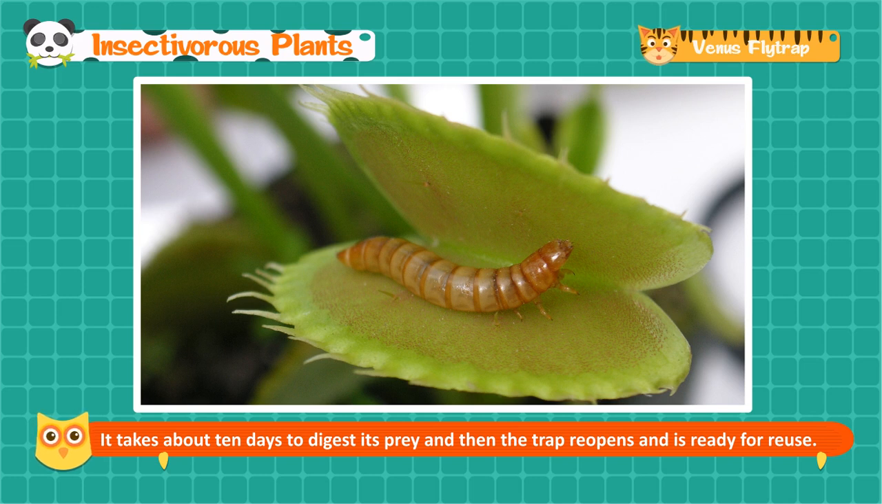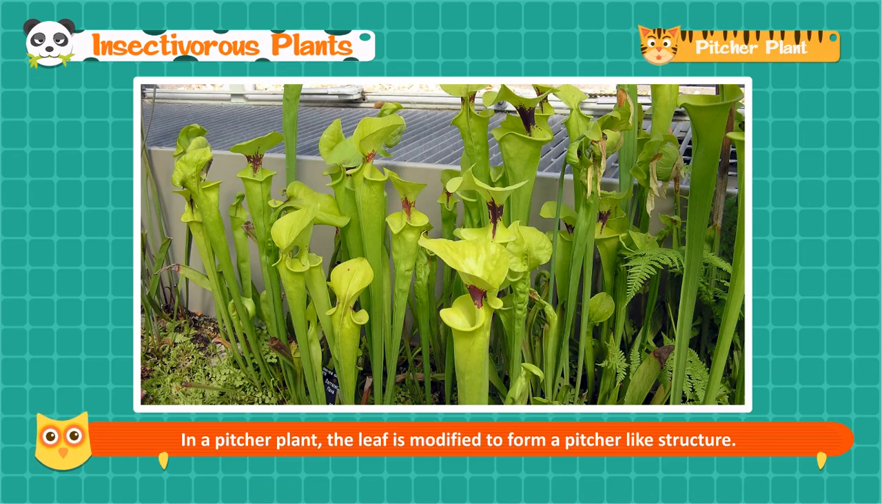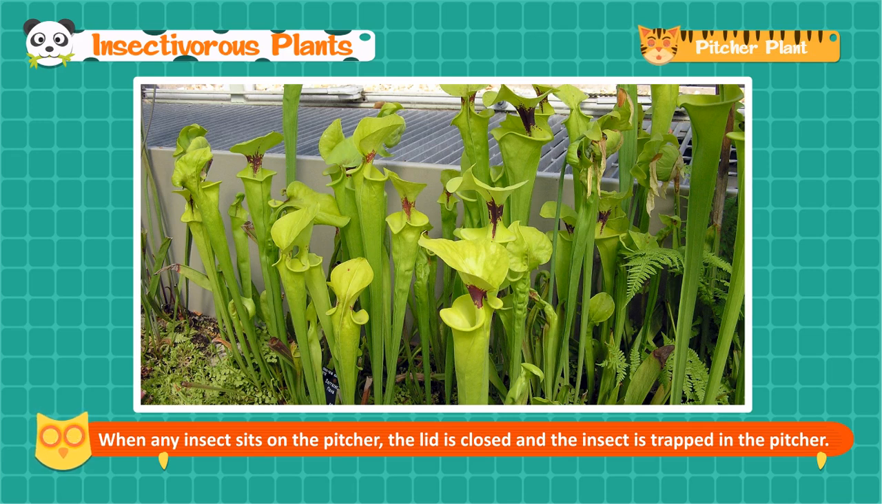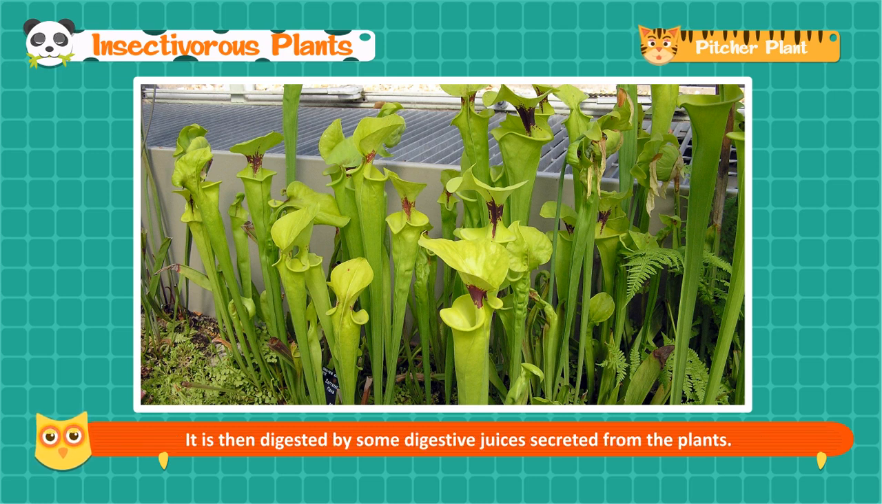Pitcher plant. In a pitcher plant, the leaf is modified to form a pitcher-like structure. When any insect sits on the pitcher, the lid is closed and the insect is trapped in the pitcher. It is then digested by some digestive juices secreted from the plants.